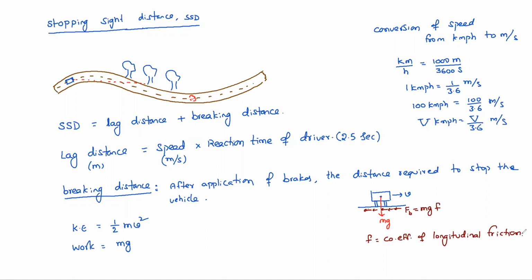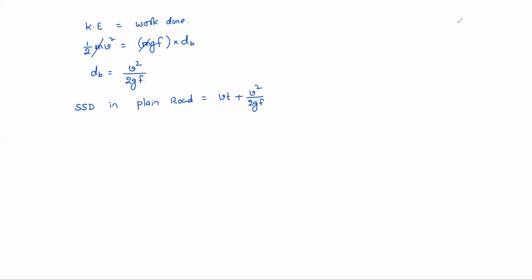That f value depends on speed, so it varies with the speed. I will give you those values also. So kinetic energy equals work done. Half mv square equals mgf into db. So db equals v square by 2gf. So SSD on a plain road equals vt plus v square by 2gf.